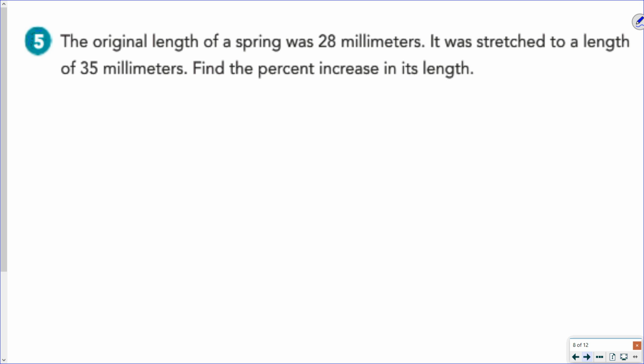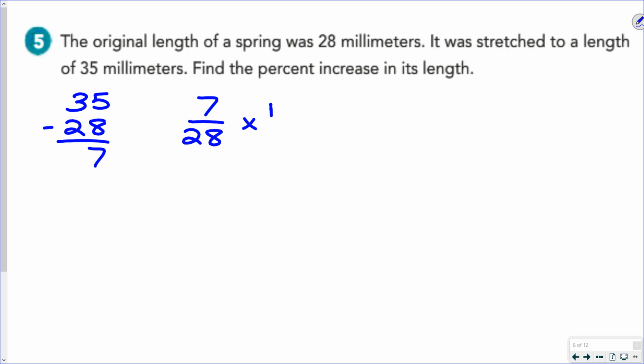For number 5, the original length of a spring was 28 millimeters. It was stretched to a length of 35 millimeters. Find the percent increase in its length. So again, first thing we need to do is find the change. So 35 minus 28 is 7. So that would be 7 over 28 because that is the original length of the spring. I'm going to multiply that by 100 over 1. 7 and 28 can both be divided by 7 to get 1 and 4. And by now we should know that 1/4 is 25%.